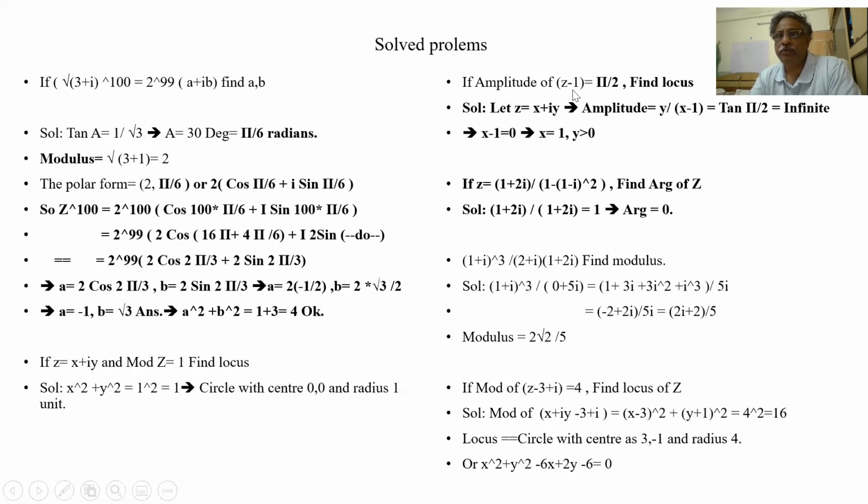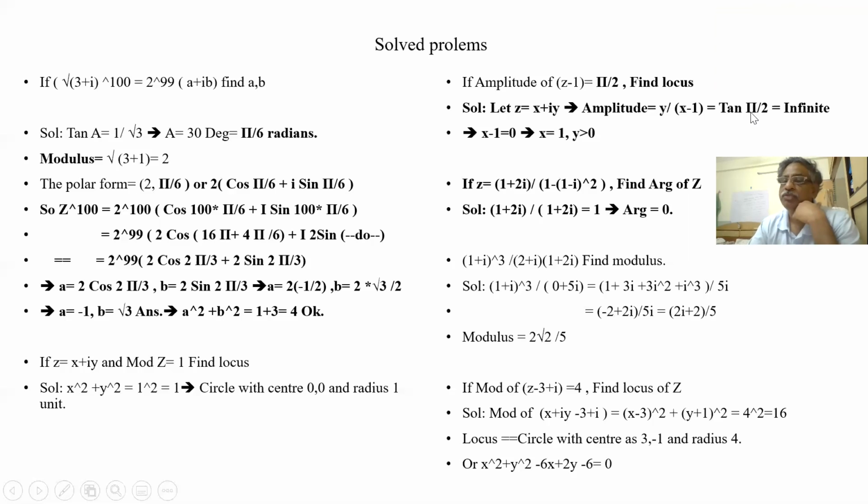So this is, if arg of z minus 1 is pi by 2, find the locus. z minus 1 is what? Let z be x plus iy. So x minus 1 plus iy. What is the argument? Tan theta is equal to y by x minus 1, which is equal to tan pi by 2. Tan pi by 2 is infinity, sin pi by 2 by cos pi by 2, and cos pi by 2 is 0. So that means x minus 1 is 0. That means x is equal to 1, and y is not 0, y is more than 0. So this is the locus of this condition.